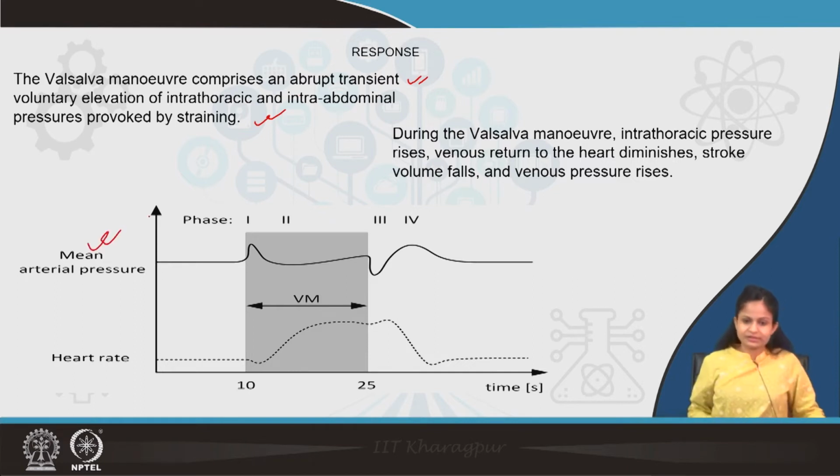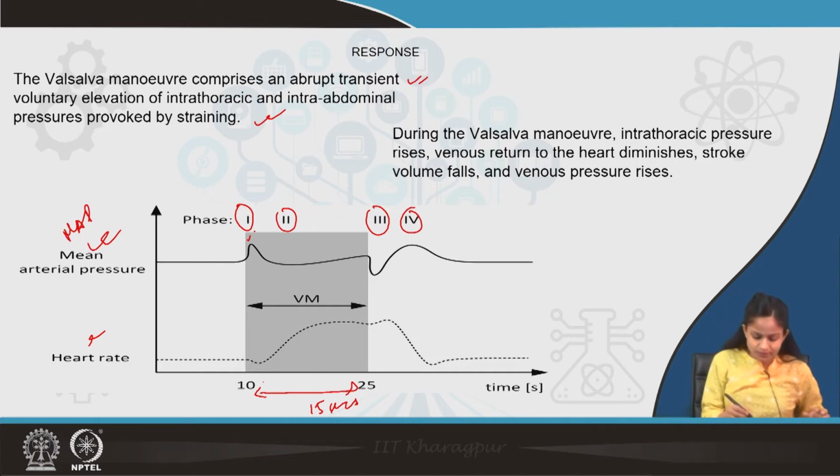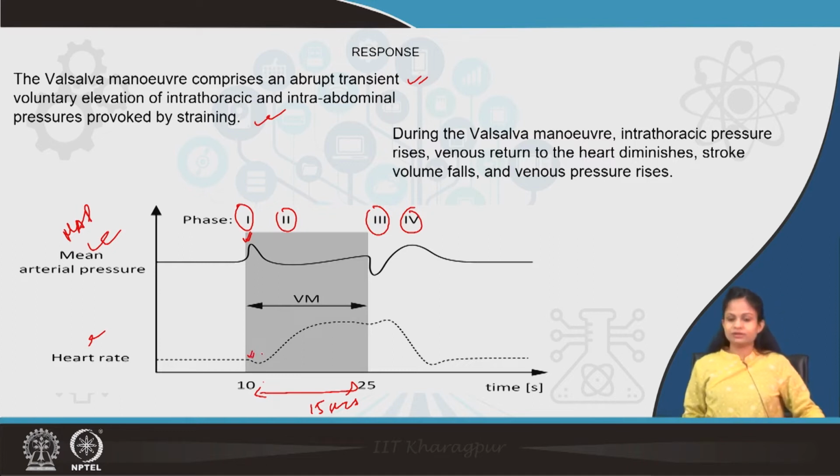Now, this is the mean arterial pressure which is usually recorded, and this is the heart rate changes we are getting. So, you can see this is the 15 seconds of the strain which we are keeping. This is phase 1, this is phase 2, this is phase 3, this is phase 4. In phase 1 we can see there is a transient increase in the blood pressure. Now, we will correlate the mean arterial pressure recording with the heart rate recording. When there is a transient increase in the blood pressure, we can see there is a decrease in the heart rate. That is all about phase 1.